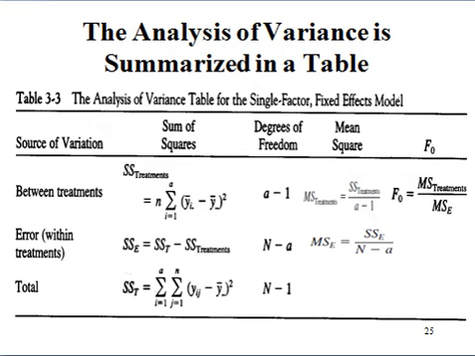And if this F naught value is greater than the threshold value, we say okay, we reject the null hypothesis. If this F test statistic value is small, we can say we fail to reject the null hypothesis.